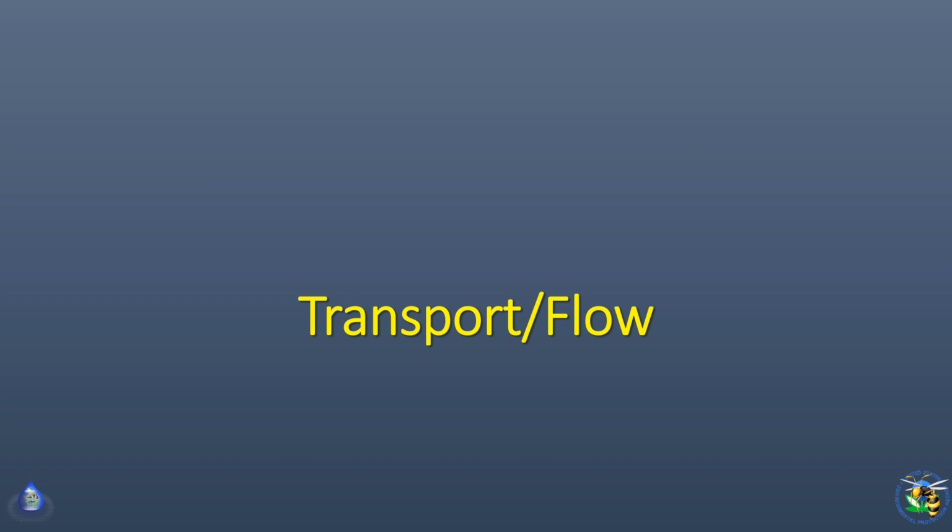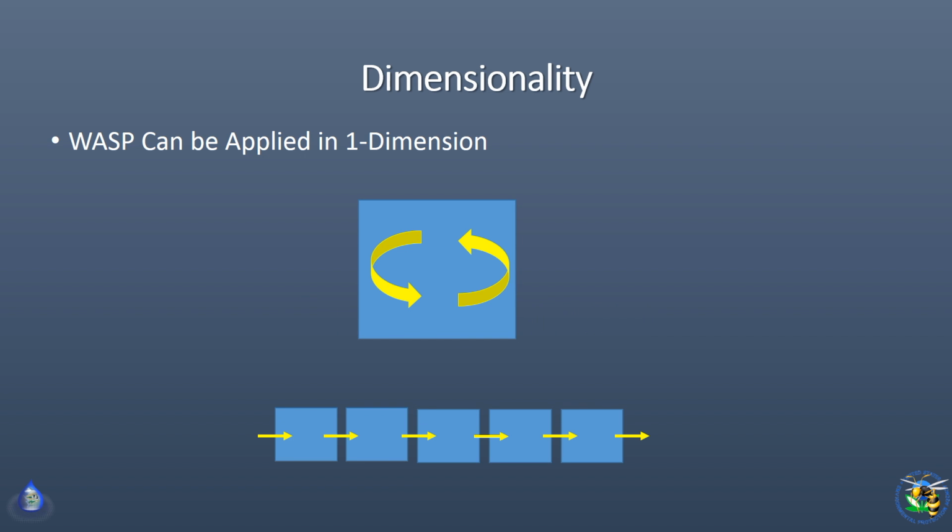All right, let me just give you a brief overview of how transport and flow is considered in WASP. We talked about segmentation, and as I told you, WASP can be applied in 1, 2, or 3 dimensions. In our case here, the top one is a continuously stirred reactor, where you just have mixing within that one segment, where you can have an inflow and an outflow. And down at the bottom, you can have a set of segments in series, mimicking a river, where you have flow in and flow out.